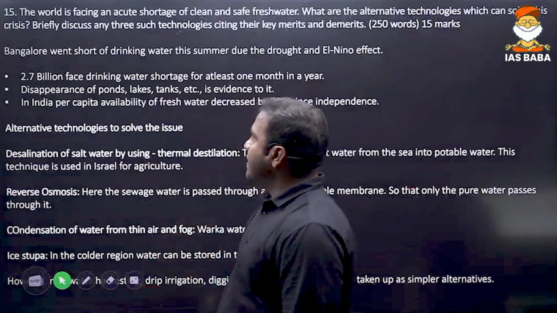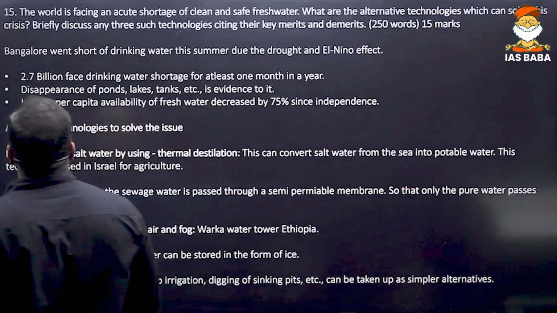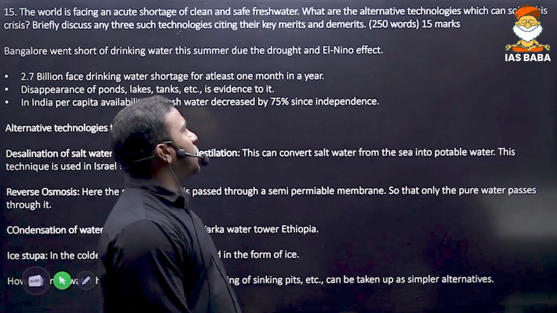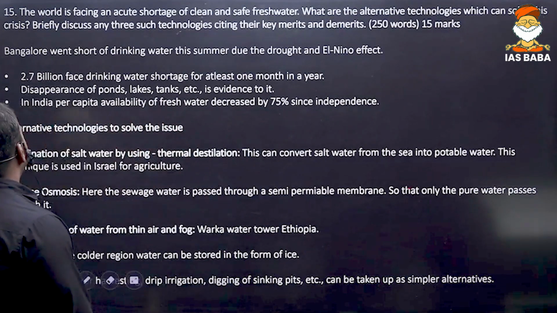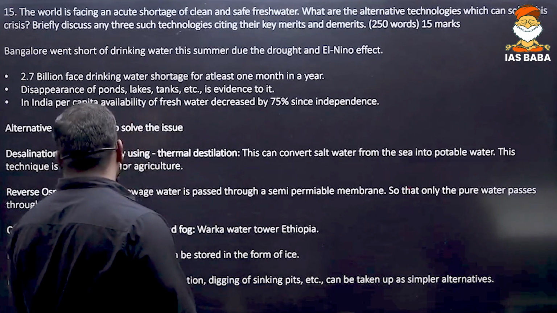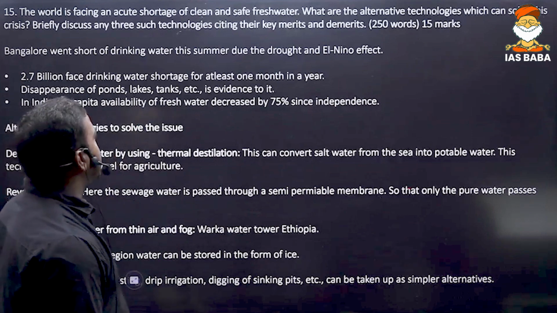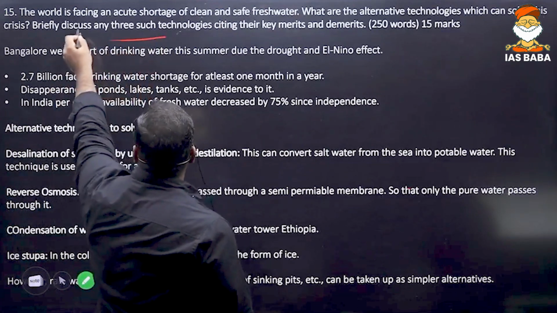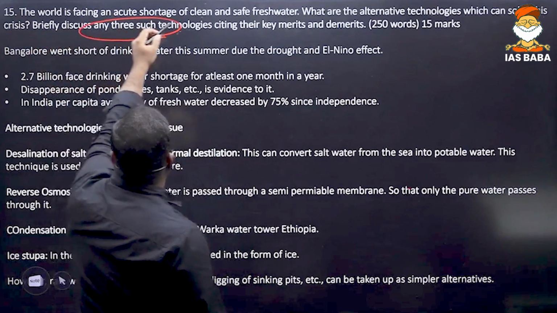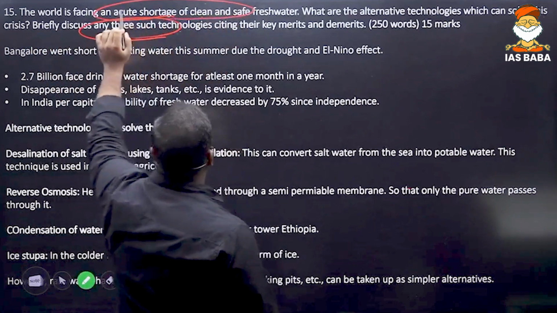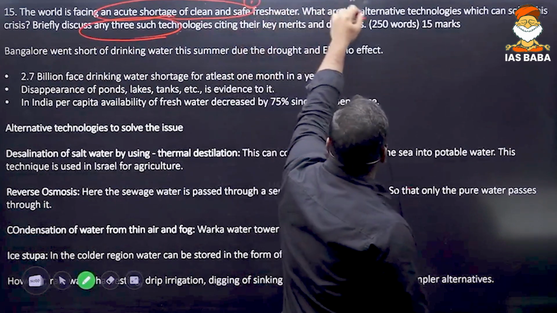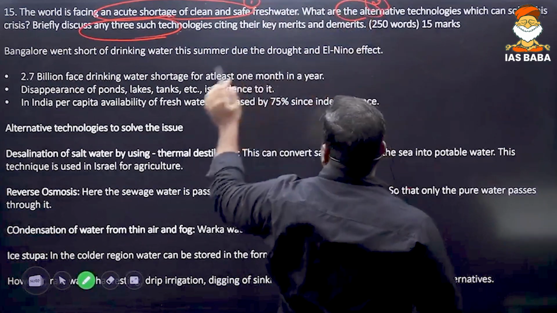Then next, a 15 marker. The world is facing an acute shortage of clean and safe fresh water. What are the alternative technologies which can solve this crisis? Briefly discuss any 3 such technologies, citing their merits and demerits. Yes, 3 such technologies, and the world is facing acute shortage of clean water. How it is facing acute shortage, and the alternative technologies, their merits and demerits.